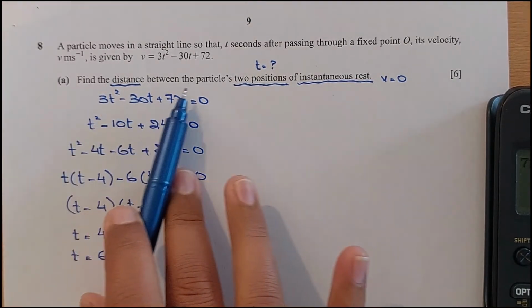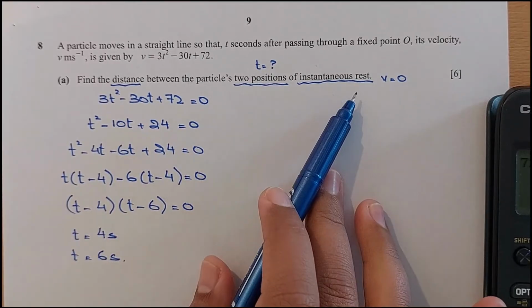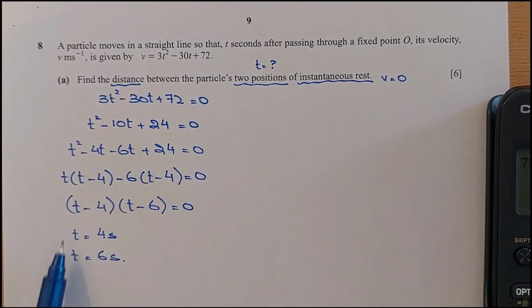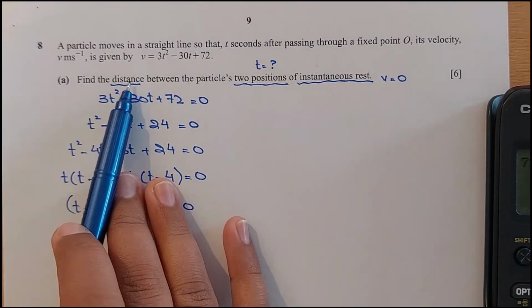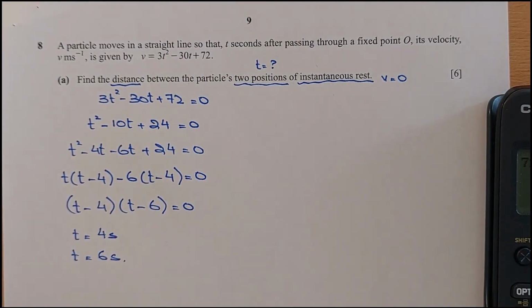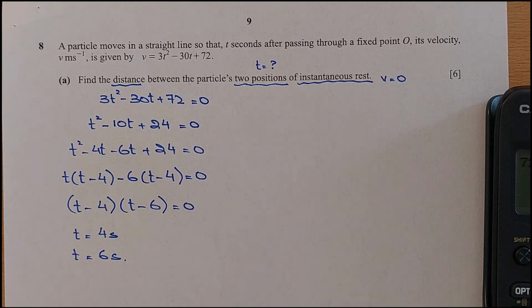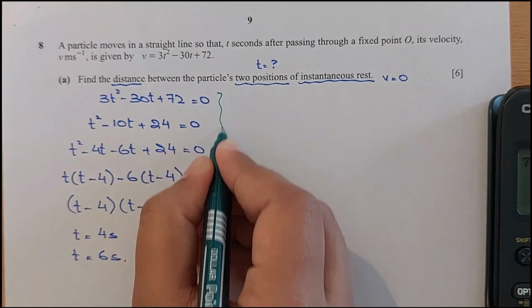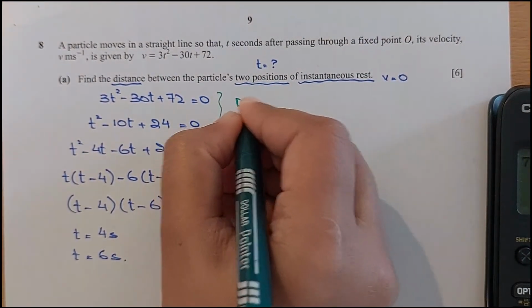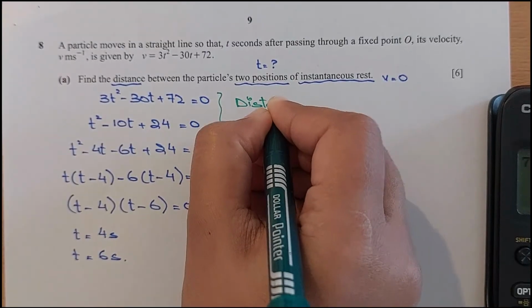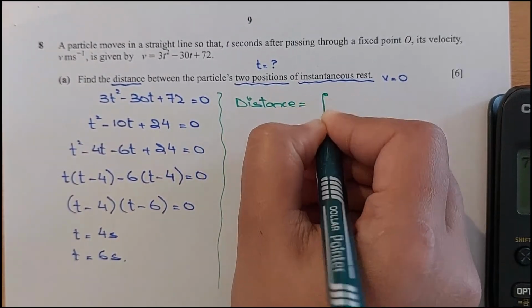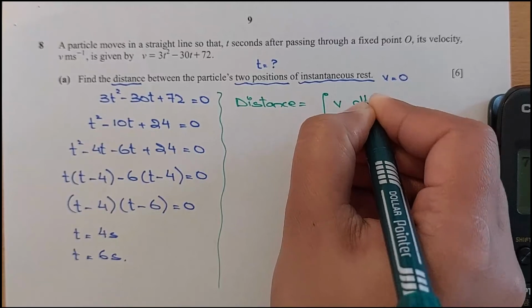Find the distance between the particle's two positions of instantaneous rest. So these are the two positions of instantaneous rest. Now we need to find the distance. We have been given the velocity. How can we find the distance? Distance is the integration of velocity. So distance is equal to the integration of velocity with respect to time.